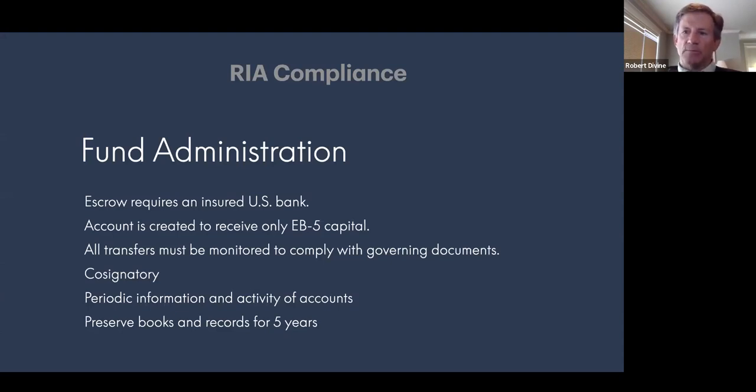And if the project company, the job creating enterprise or entity, is affiliated with the new commercial enterprise or the regional center, then there has to be a separate account also at the level of the JCE that only EB5 capital comes into. And it doesn't come out until the fund administrator has confirmed in writing that the conditions are appropriate under all the documents of the deal and the development of the project to be released for expenditure in the project.